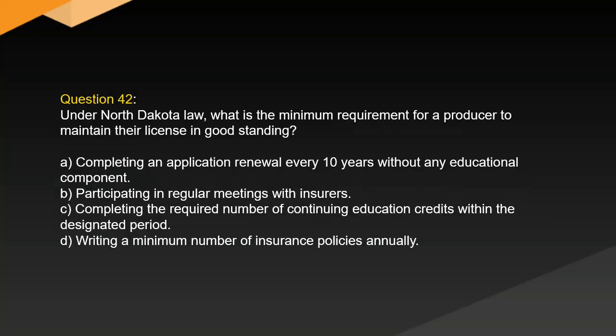Question 42. Under North Dakota law, what is the minimum requirement for a producer to maintain their license in good standing? A. Completing an application renewal every 10 years without any educational component. B. Participating in regular meetings with insurers. C. Completing the required number of continuing education credits within the designated period. D. Writing a minimum number of insurance policies annually.